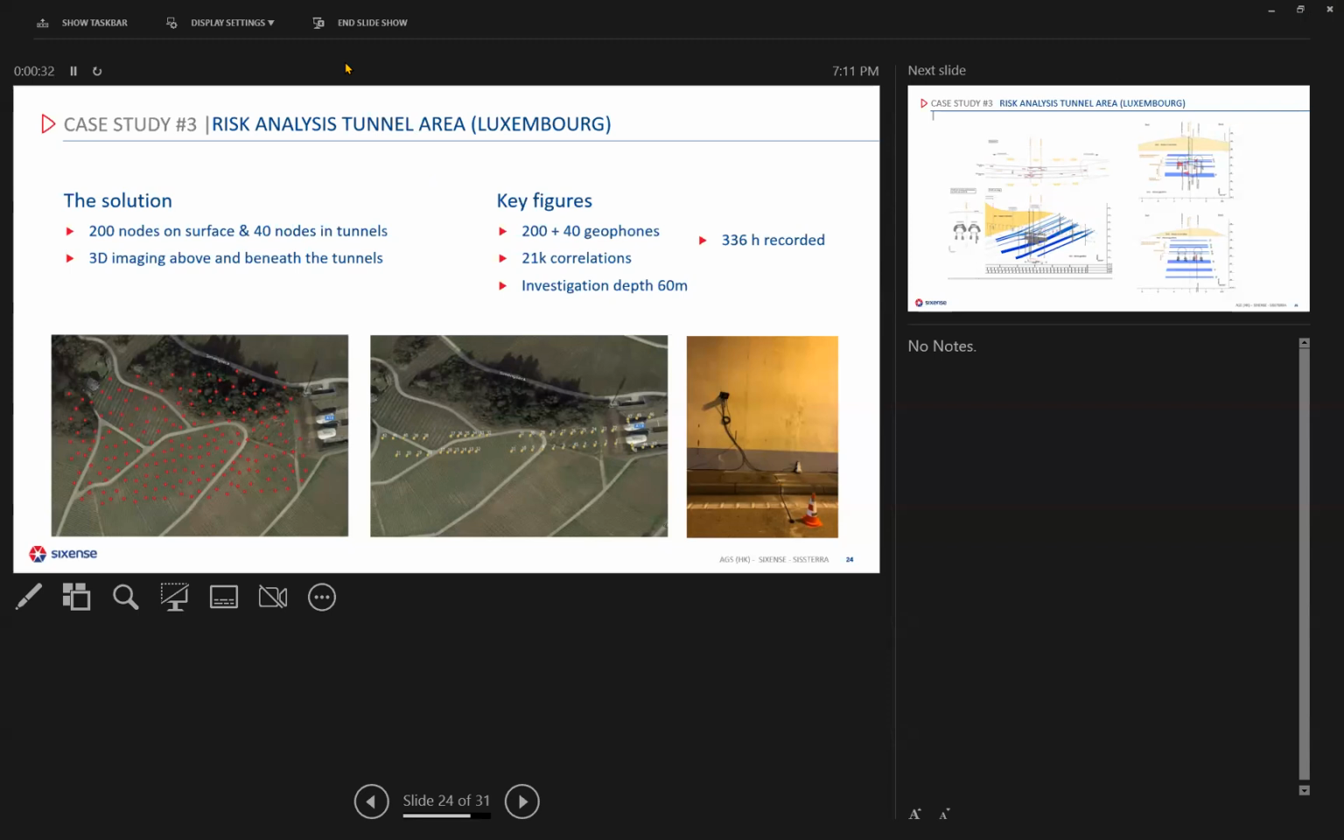Okay, so you can see the installation here. The red dots are the installation at surface, and the yellow dots are the installation in the tunnel to obtain more reliable information in depth. You can move to the next slide.